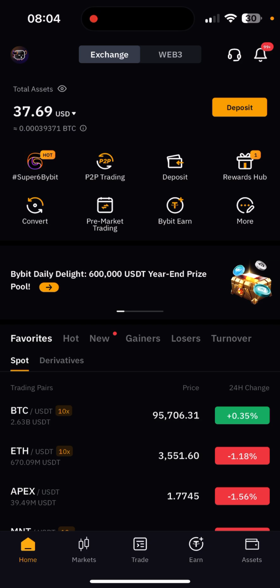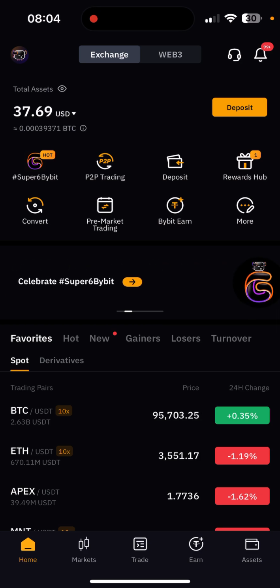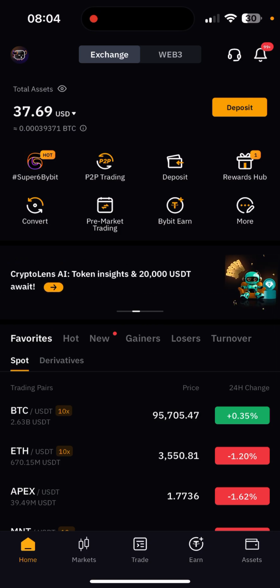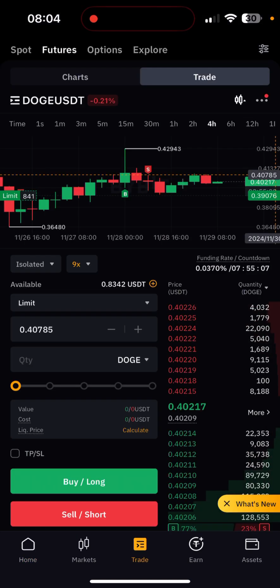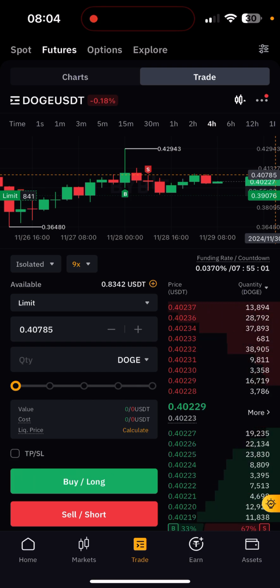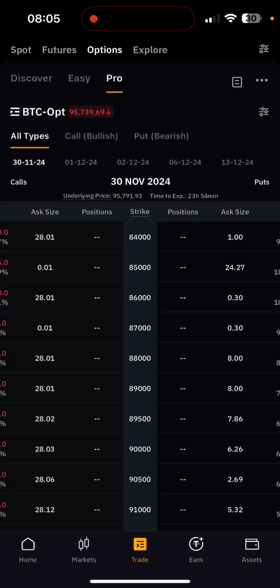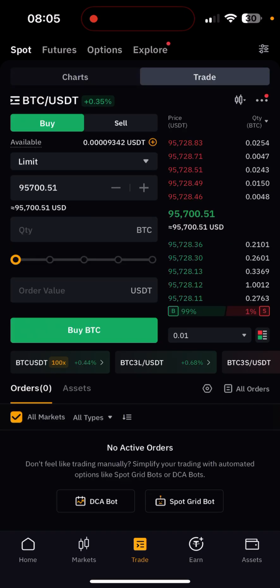You can see that I'm on the home page right now. So now I'm going to click on trade. You can see up there is the total assets, but let's click on trade. This is the trade view, and on top here I'm going to be changing it. This is futures, we're on futures now. This is options, explore, and this is spot.